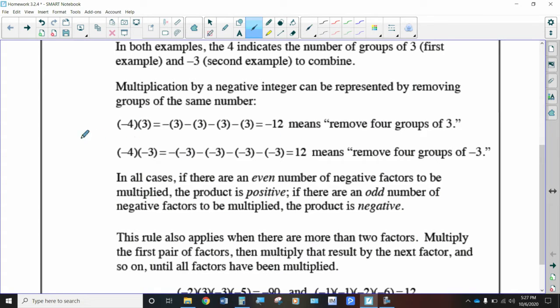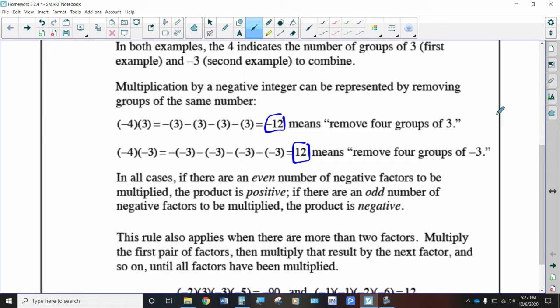So I like to think of it this way. If we know that 4 times negative 3 gave us an answer of negative 12, then the opposite of 4 times negative 3 must be the opposite of negative 12, which is positive 12. So eventually, we just remember the basic rule. When you're multiplying two numbers that have the same sign, you are always going to get a positive answer. When you're multiplying two numbers with different signs, you are always going to get a negative answer.